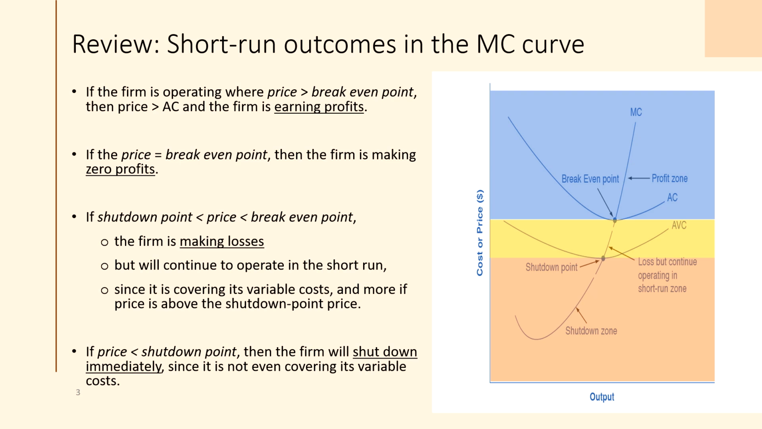But it continues to operate because it can still cover its variable cost. The yellow area indicates the price levels where the firm is making a loss but continues operating in the short run. However, if the price falls below the shutdown point, the firm cannot even cover its variable cost and it will shut down immediately. The red area represents the levels where the firm needs to shut down for now. This review is important because these short-run decisions drive a long-run adjustment.